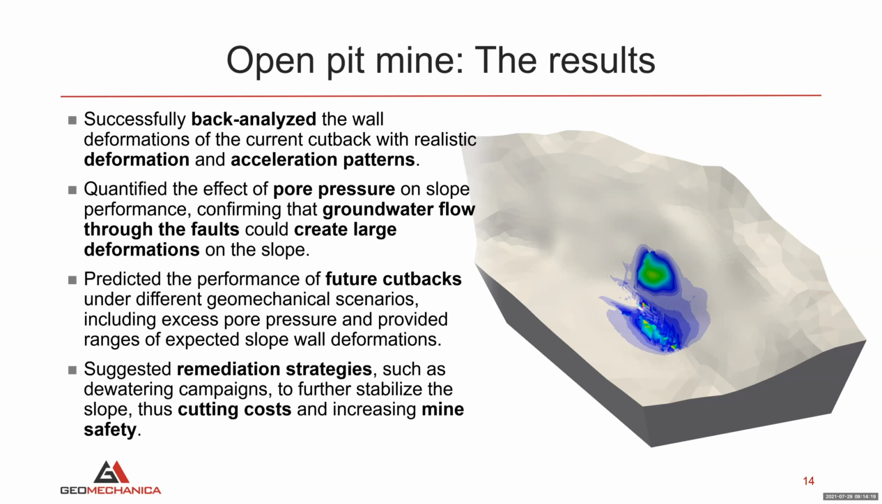We validated these against quite a bit of field data, including prism measurements, extensometer data, radar readings, and so on. And the deformations, these all match the field measurements really well. We were able to quantify the effect of pore pressure on the slope performance and confirmed that groundwater flow through the faults could create large deformations on the slope. So it wasn't really groundwater flow in the slope itself, but it was in a few faults that were connected to the groundwater source.